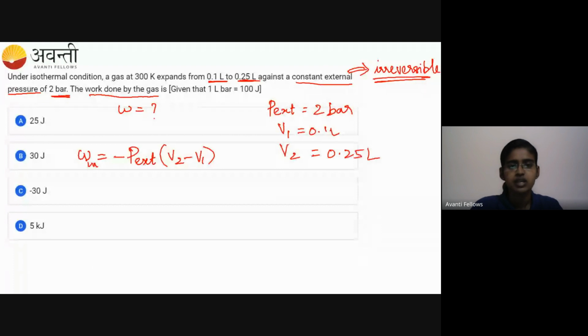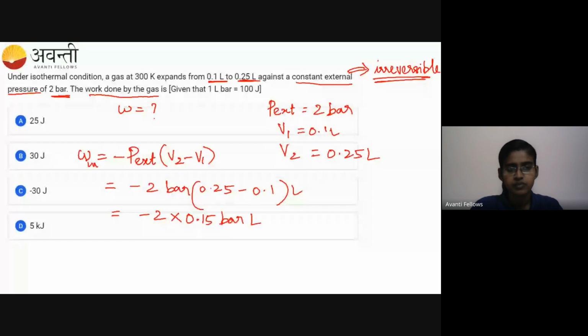Now substitute all these values here. It is minus 2 bar, and what is V2? 0.25 minus 0.1 liter. So it will give us minus 2 into 0.15 bar liter. And here the work done is going to be equal to minus 0.30 bar liter. But we have to find out the answer in terms of joules, because in all the options, the answer is given in terms of joule.